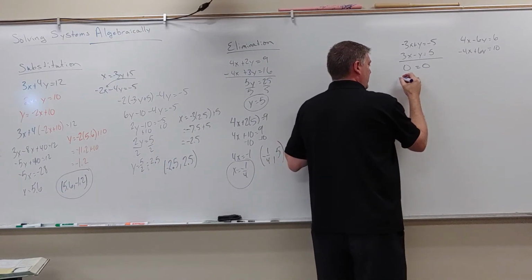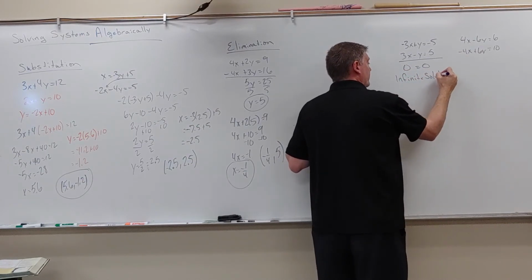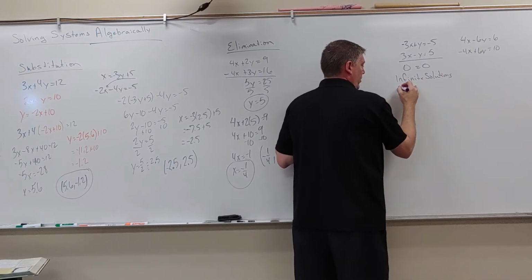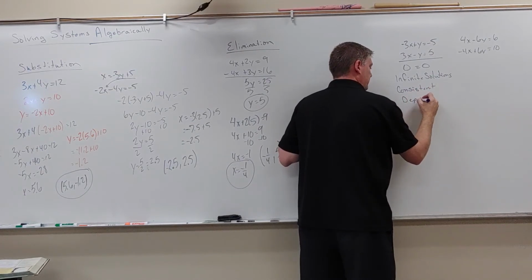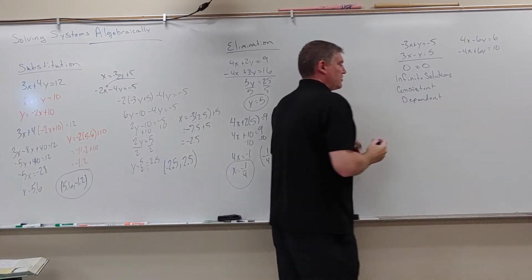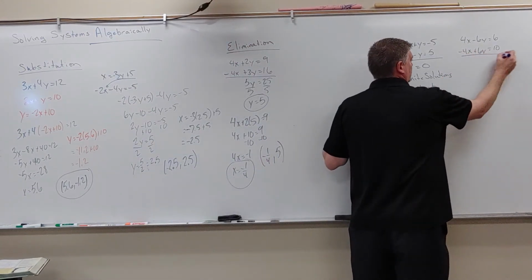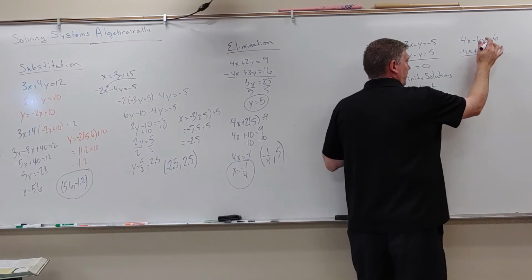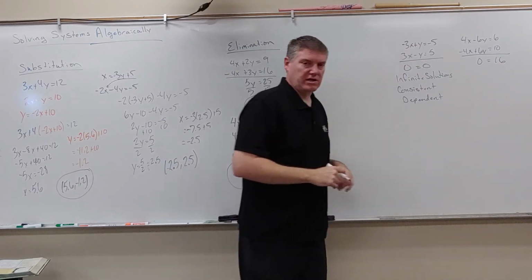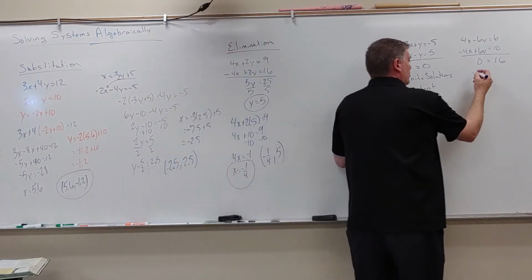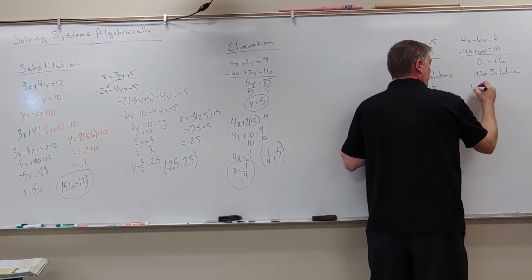So this is going to be infinite solutions, okay? Or we are consistent dependent. So there's infinitely many solutions. All right. Now let's look at our next one. So we have 4x minus 4x, that's 0. -6y plus 6y is 0 equals 16. Well, when is 0 equal to 16? Never. So we have no solution, which says we are inconsistent.